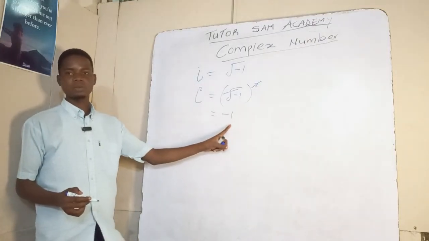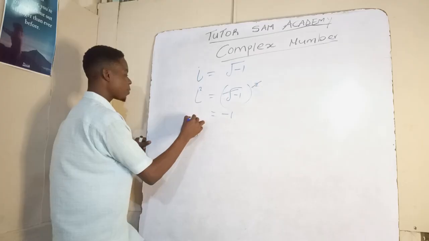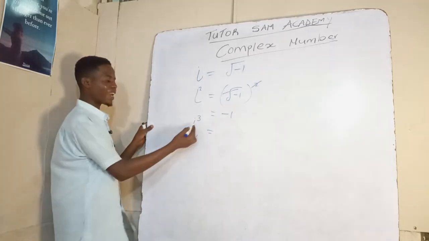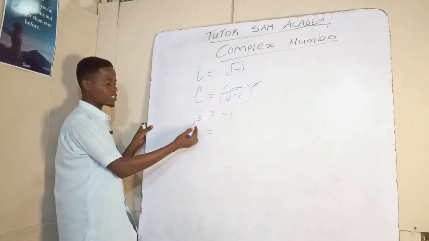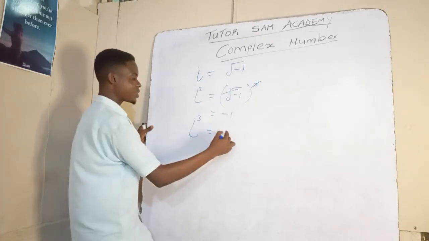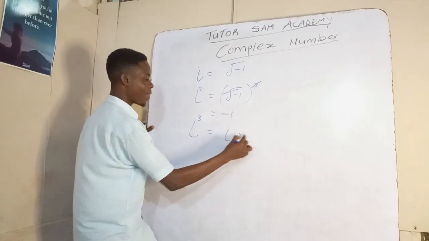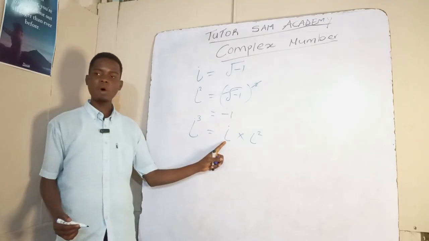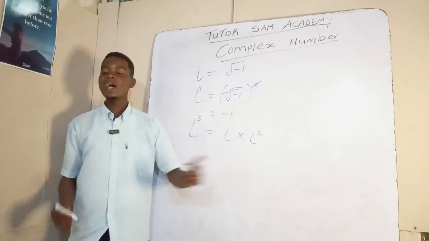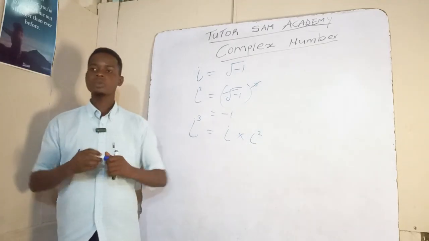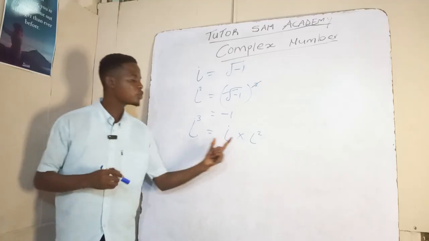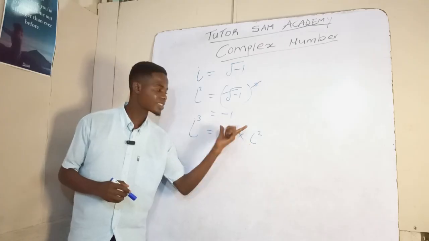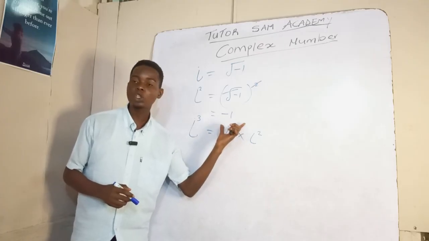Minus 1. If I have i raised to the power of 3, I can split this power. I can say this is the same thing as i multiplied by i raised to the power of 2, because this is carrying a power of 1 and this is carrying a power of 2. And in indices, whenever you multiply two things that have different powers, what do you do to their powers?